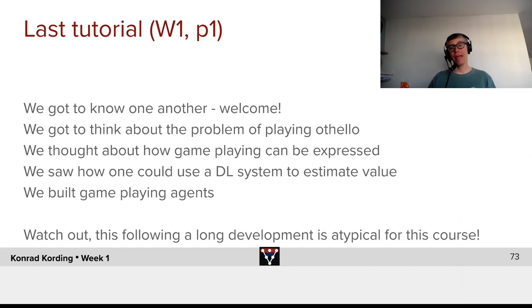We get to think about the problem of playing Othello, because intuitions is always what deep learning is built on. We thought about how game playing can be expressed. And we saw how one can use a deep learning system to estimate the value. And then lastly, we built simple game-playing agents. All these are important pieces, they're necessary pieces, but they aren't enough if we want to think about deep learning systems that really are good at playing games.